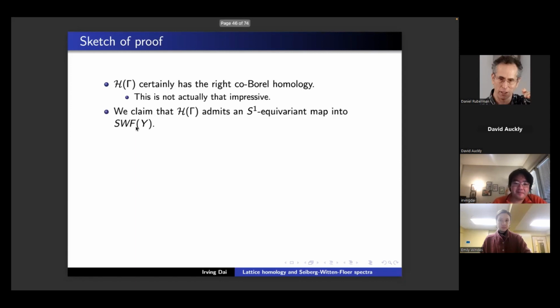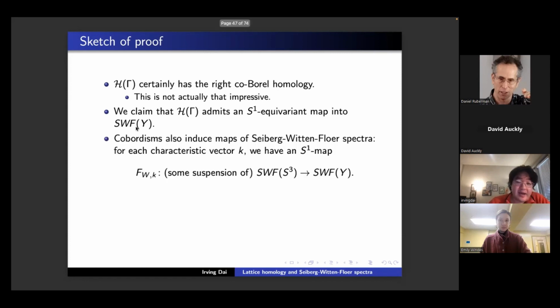However, what is actually much more impressive is that the space that you construct in this manner admits an S1 equivariant map. You can prove that it actually admits a map into the actual Seiberg-Witten-Floer spectrum of Y. Okay. And why can I map the combinatorial space that I've just constructed for you into SWF of Y? Well, it's just an upgrade of the lattice homology isomorphism idea that I told you previously, right?